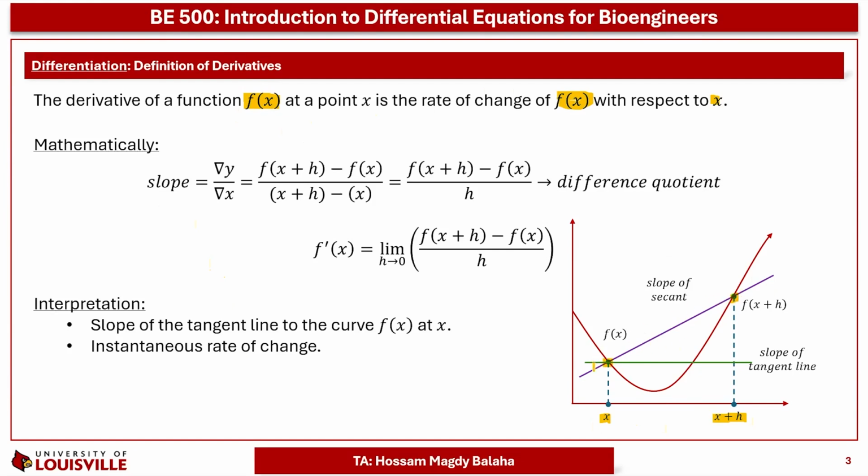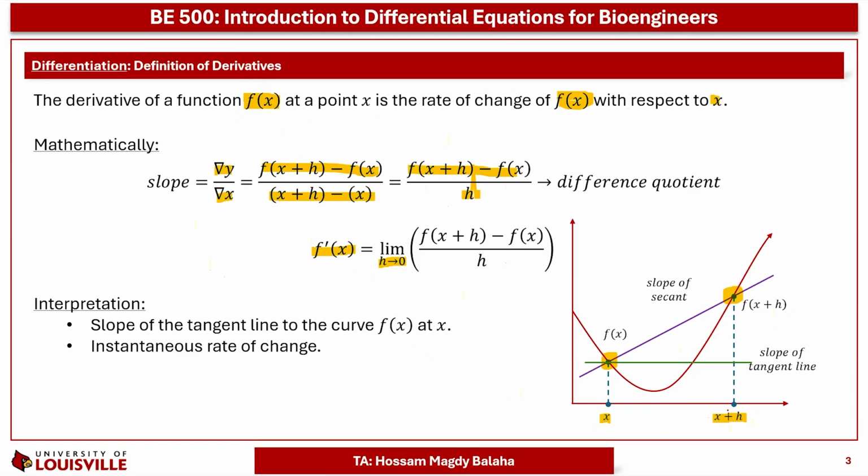Now we have 2 points. If we find the slope between these 2 points, which is delta y over delta x, which is the y value of this point minus the y value of this point, which is the numerator, over the difference in x values between x plus h and x, which is the denominator, we will get this function, which is called the difference quotient. If we apply a limit to this function, where the change between x and x plus h is very small, let's assume h tends to 0, this will be the differentiation or the derivative of the function f(x).